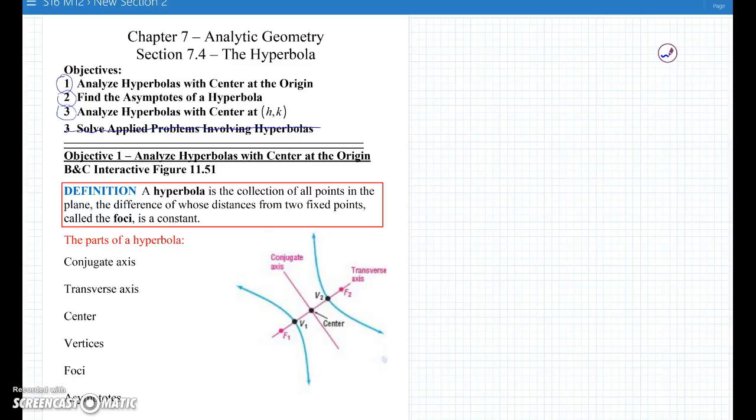And we're not really going to have any time to look at applied problems, although those are the most interesting problems, but we're running out of time.